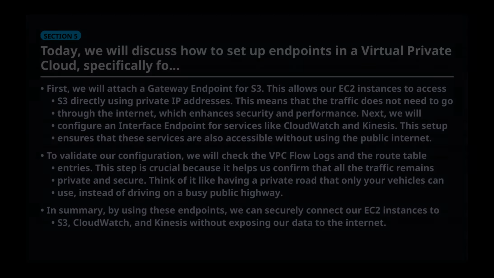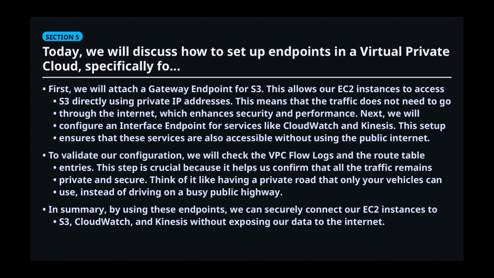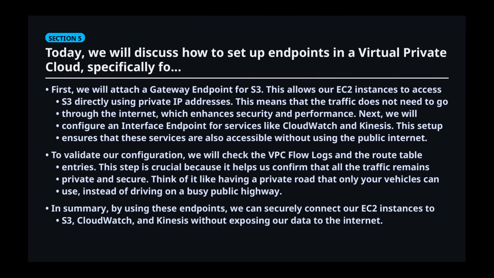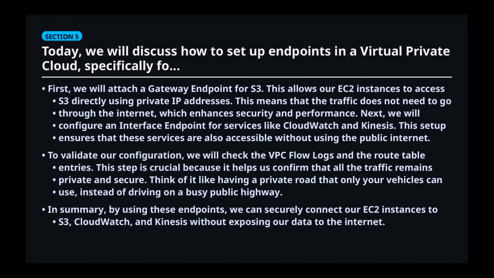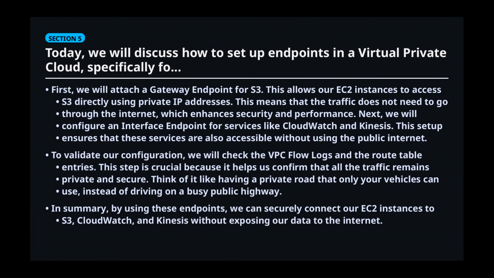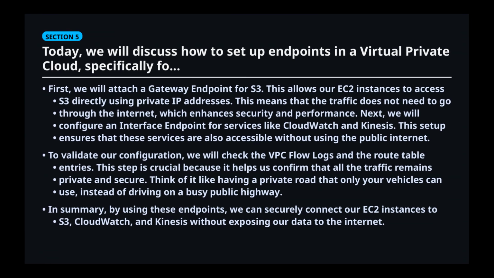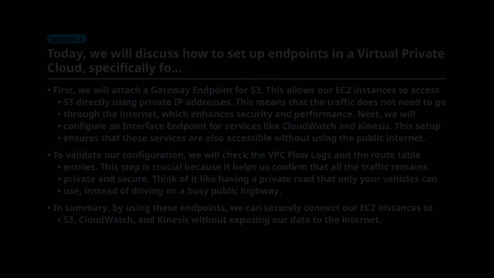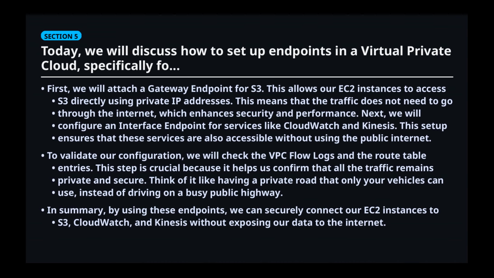To validate our configuration, we will check the VPC flow logs and the route table entries. This step is crucial because it helps us confirm that all the traffic remains private and secure. Think of it like having a private road that only your vehicles can use, instead of driving on a busy public highway. In summary, by using these endpoints, we can securely connect our EC2 instances to S3, CloudWatch, and Kinesis without exposing our data to the internet.